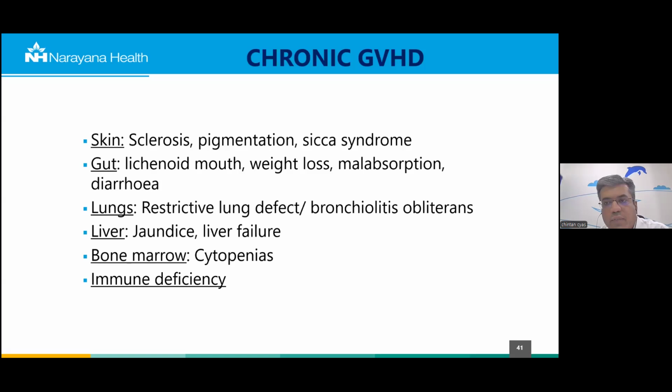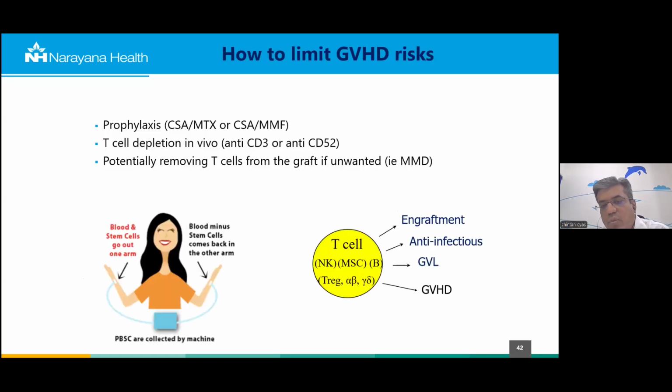This is acute GVHD. And what about chronic GVHD? Chronic GVHD manifests in the form of tightening of skin, sclerosis, hypopigmentation, dry mouth, dry eyes. In the gut, as I mentioned, you can have malabsorption, diarrhea, vomiting, weight loss. Oral cavity GVHD. Lungs, it can have lung GVHD. Liver, again, jaundice, liver failure, bone marrow, and immune dysregulation.